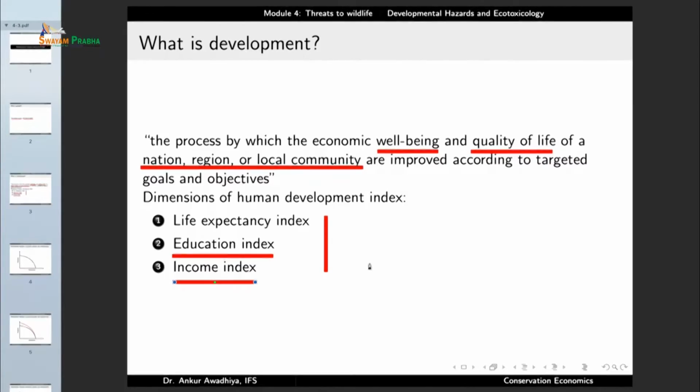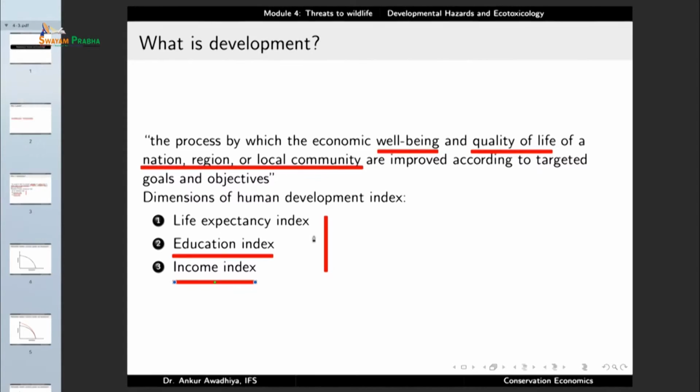Because for instance, there is one person who is earning a lot and a majority of people are not earning anything. So in that case, while the average income will be high, because of income inequality, we will say that this society is less developed than perhaps another society where everybody has a similar level of income on an average. So these are the three dimensions of the Human Development Index.